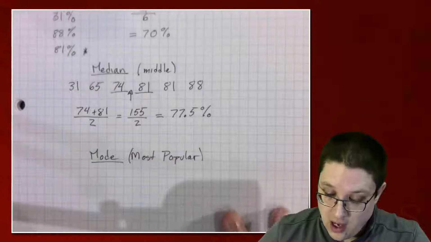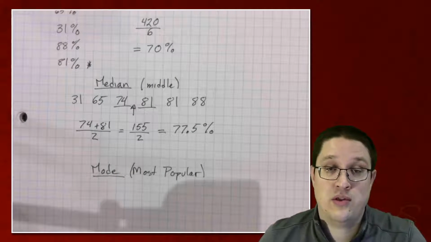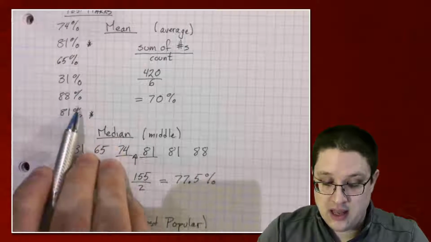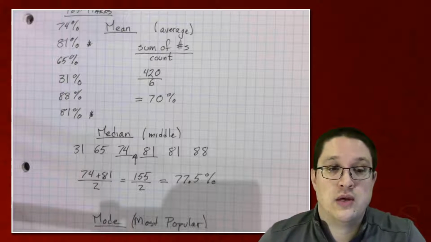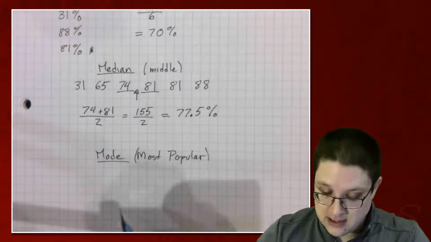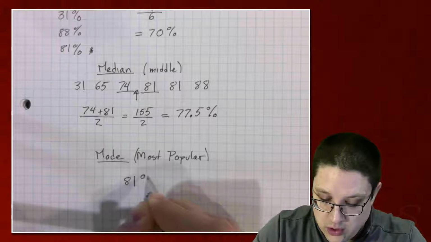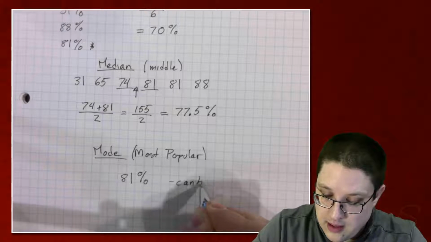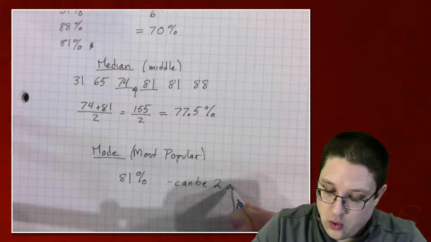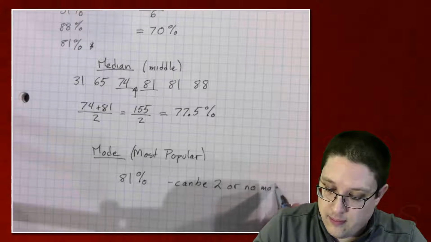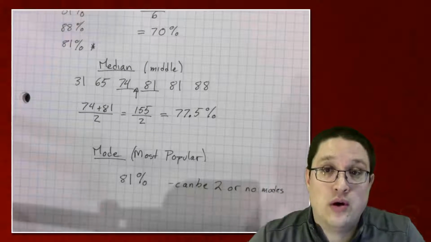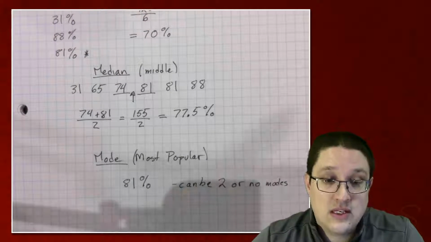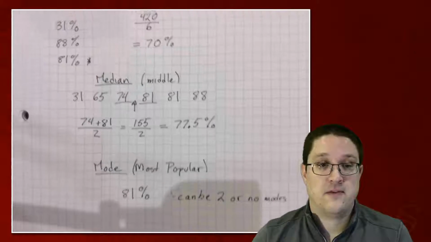Now, it's possible for there to be no numbers that show up more than once, or for there to be two numbers that show up twice. So say, for example, that this 31 got changed to an 88, there would be two modes. But in this case, there is only one mode, which is 81%. Again, there can be two or no modes, or even possibly more. There could be 7 modes or 30 modes, depending on the data. So in this case, the mode is 81%.